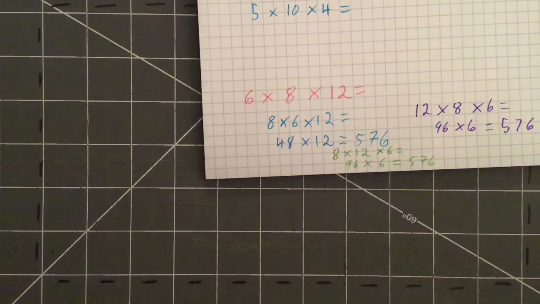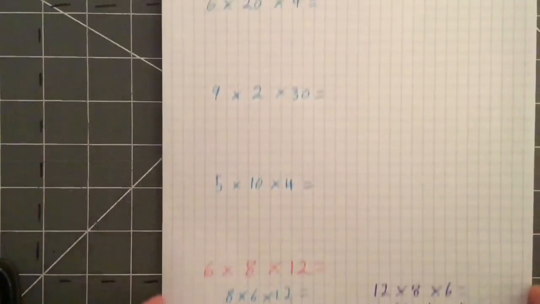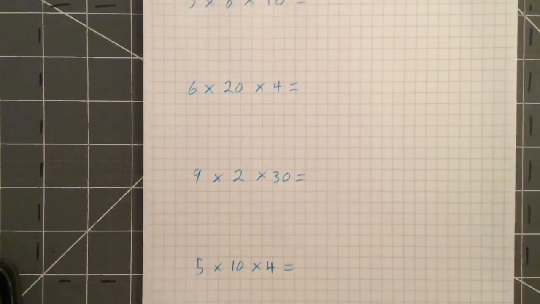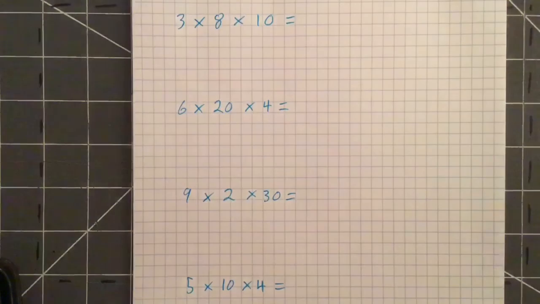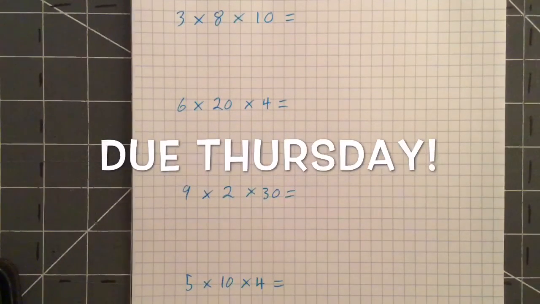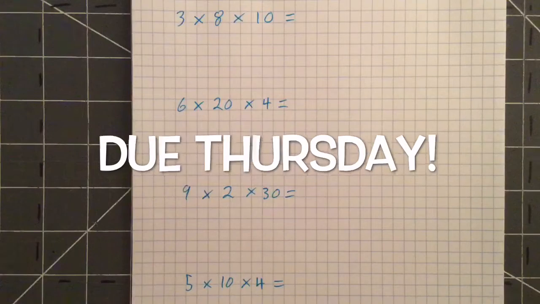So for each one of these, I'd like you to write them out in 3 different ways using the associative property. Good luck, everybody!